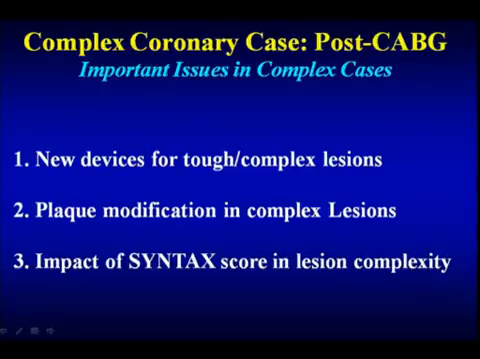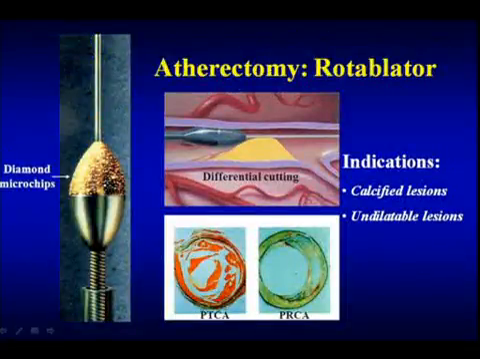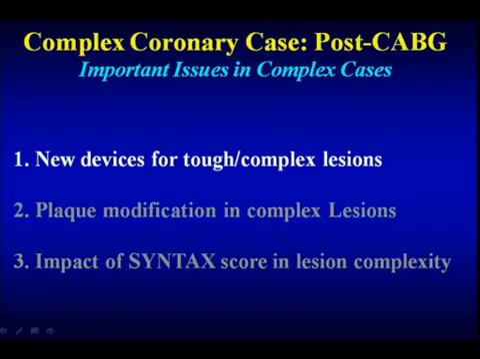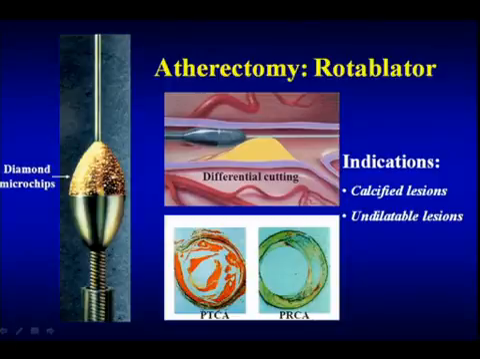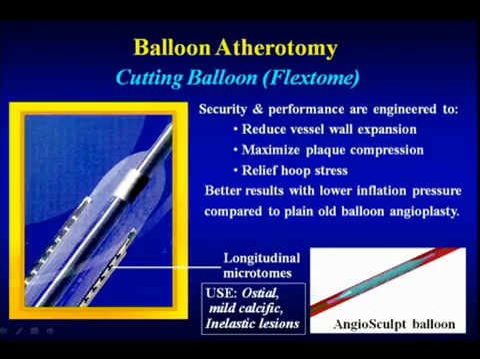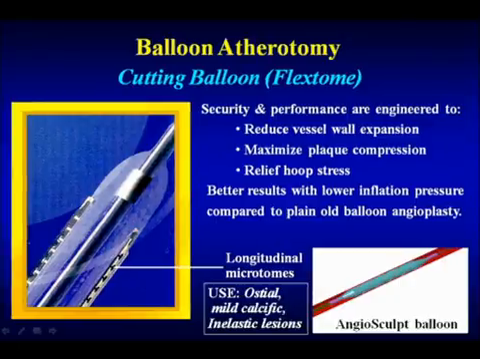Plaque modification in some complex cases, and the importance of the SYNTAX score in our day-to-day life in terms of lesion complexity. New devices: rotational atherectomy with the distal microchips, diamond burst with the calcific undilatable lesion, a very useful device. That's the only one we have at present. In mildly calcific ostial lesions, inelastic lesions, we use either a cutting balloon, which is now the Flextome version, or AngioSculpt. AngioSculpt is a wire around a balloon, and basically the idea is that at low pressure they can cut these inelastic plaques.